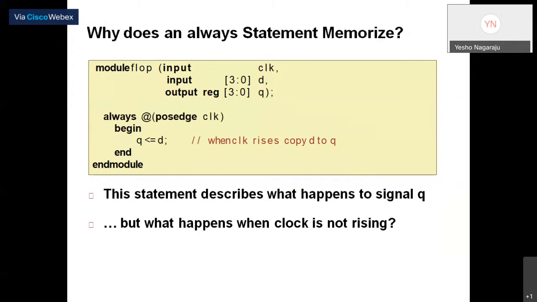So now we have seen all these things. Now let us come to the basic question of why these kinds of statements infer flip-flops in the output. That's the basic understanding we need to have. We say as a rule of thumb that you use non-blocking assignments to realize sequential elements. But why is it so?